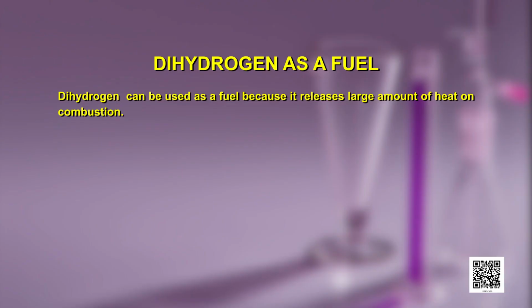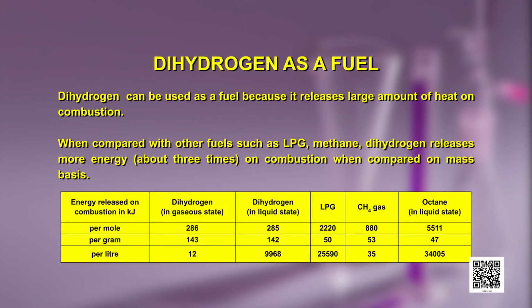After studying these two important compounds of hydrogen, that is hydrogen peroxide and D2O, let us now come back to dihydrogen. Again, we discussed in episode 1 where we mentioned that it can be used as a fuel. Why? Because it releases a large amount of heat on combustion. When compared with other fuels such as LPG and methane, dihydrogen releases more energy, about 3 times more on combustion when compared on mass basis with these fuels.